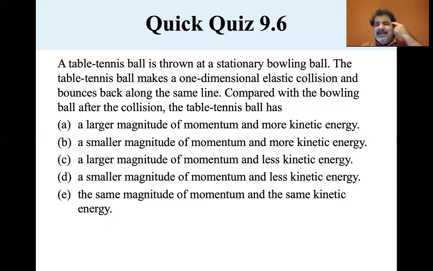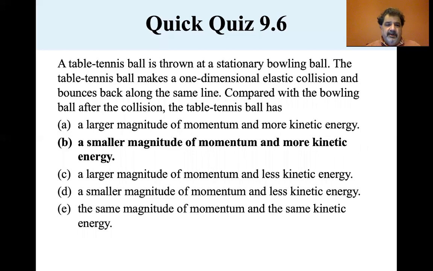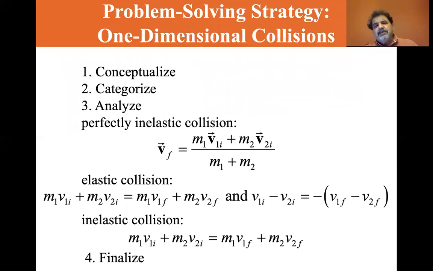Well, the answer here is B. It's going to have a smaller magnitude of momentum and more kinetic energy.